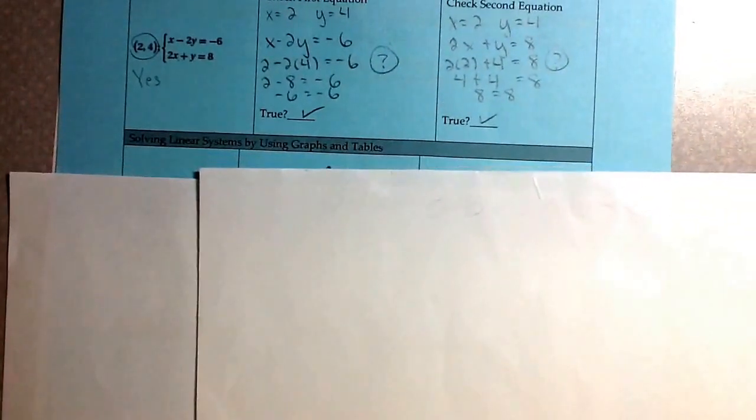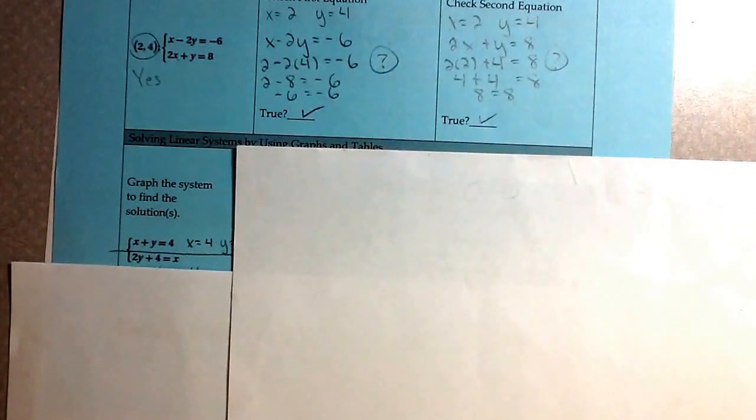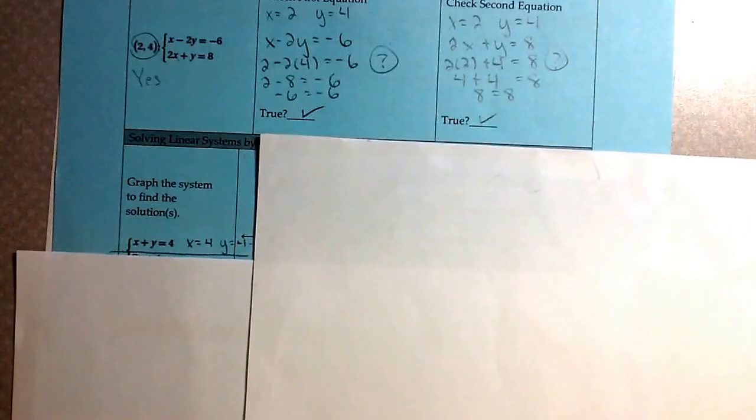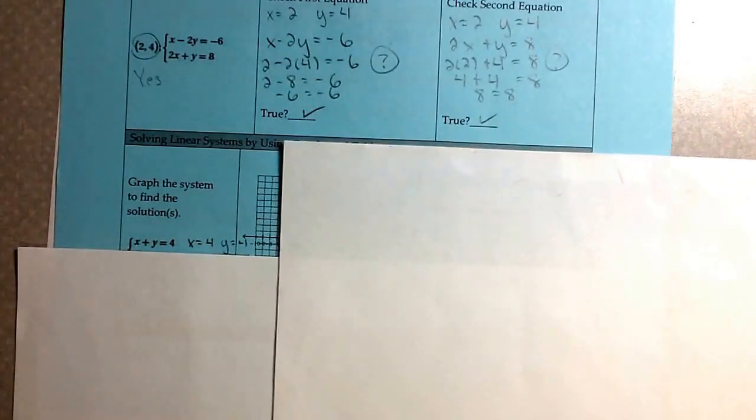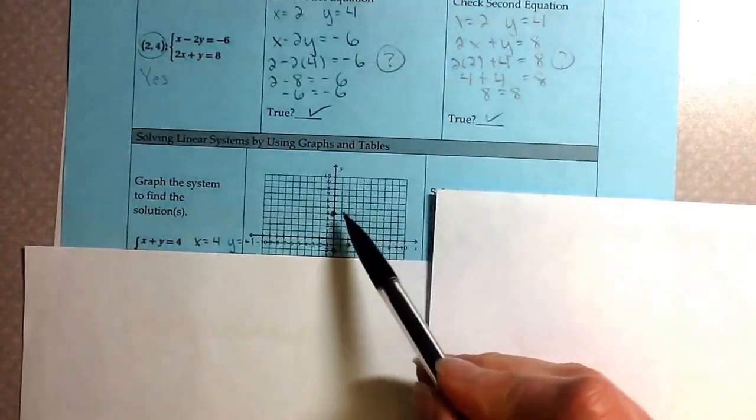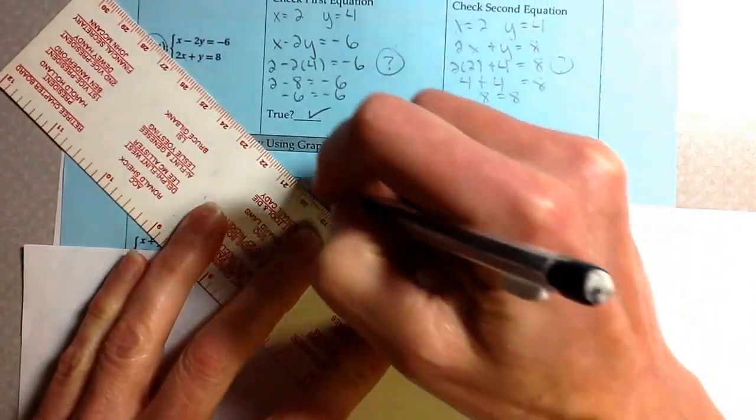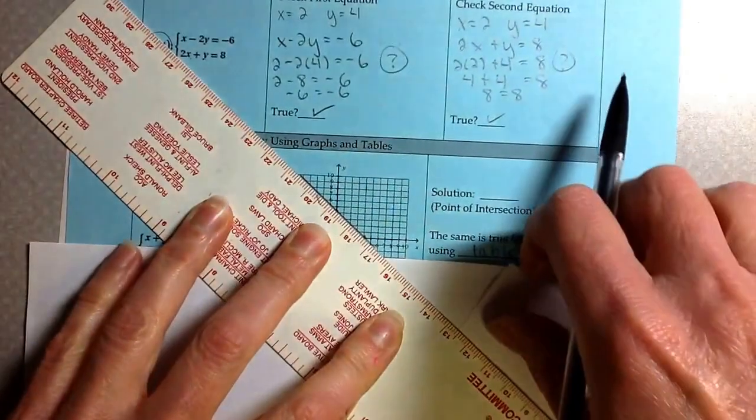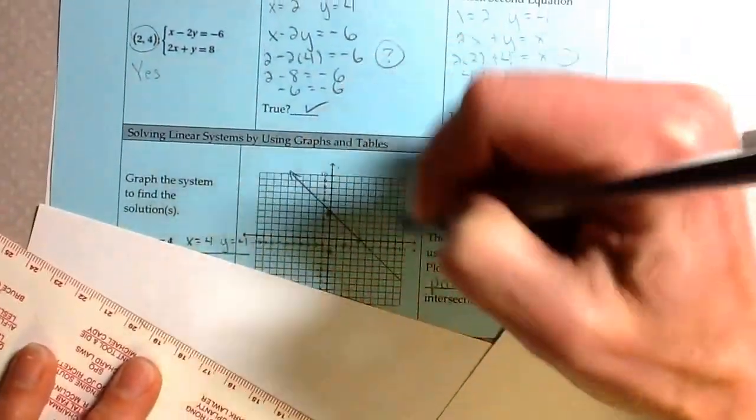All right, solving linear systems by using graphs and tables. Here is a system, and we want to graph the system to find the solutions. So here, this one looks like the easiest thing would be to use the x and the y intercepts. So that's what I did for that one. It's going to cross the x-axis at 4 and also the y-axis at 4. So I have those, here's 4 and 4. So we're going to draw a line, again, go all the way across your graph. Don't want those short stubby lines.